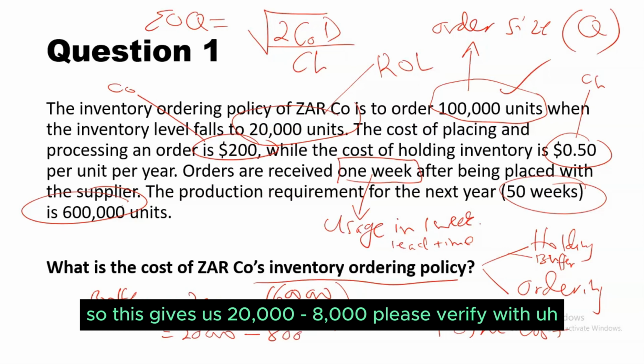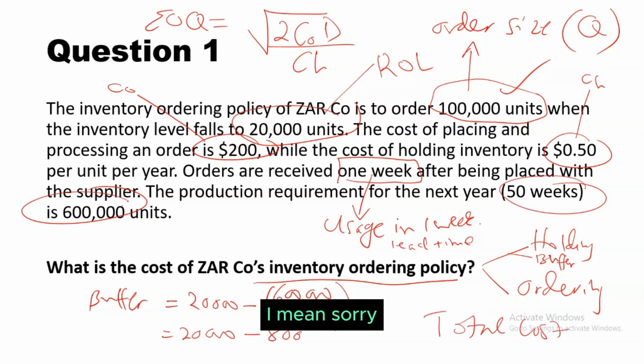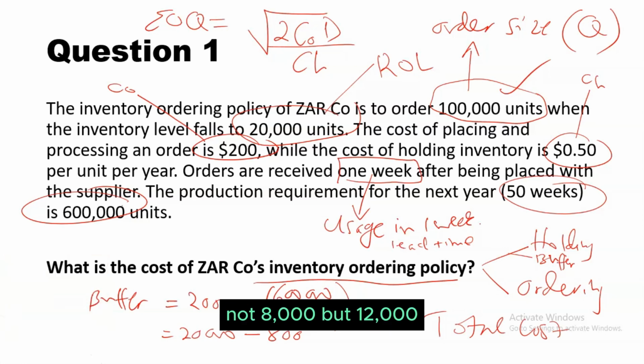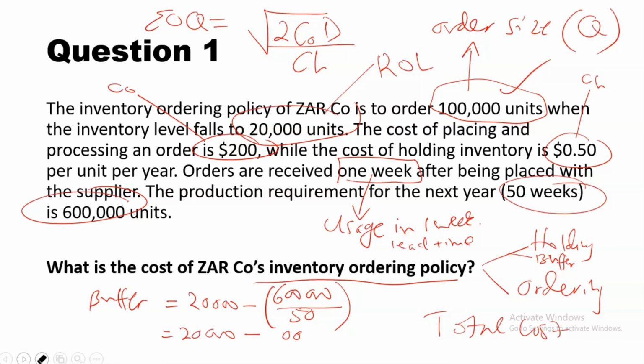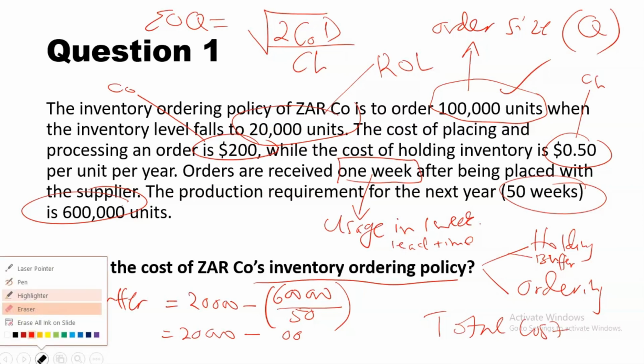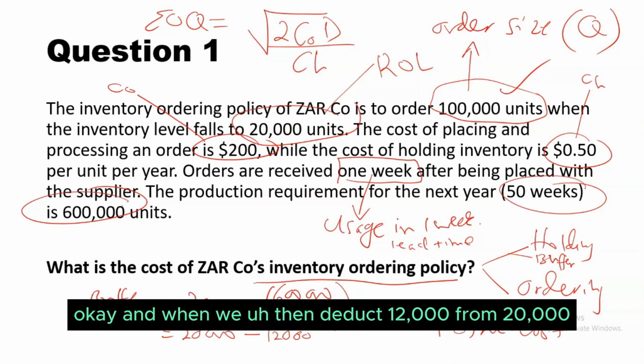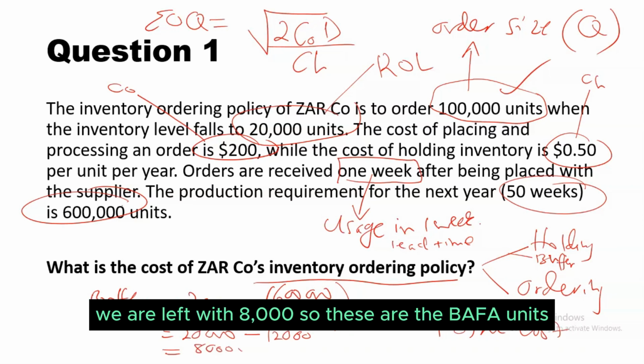Please verify, it is not 8,000 but 12,000. Okay, and when we then deduct 12,000 from 20,000, we are left with 8,000. So these are the buffer units.